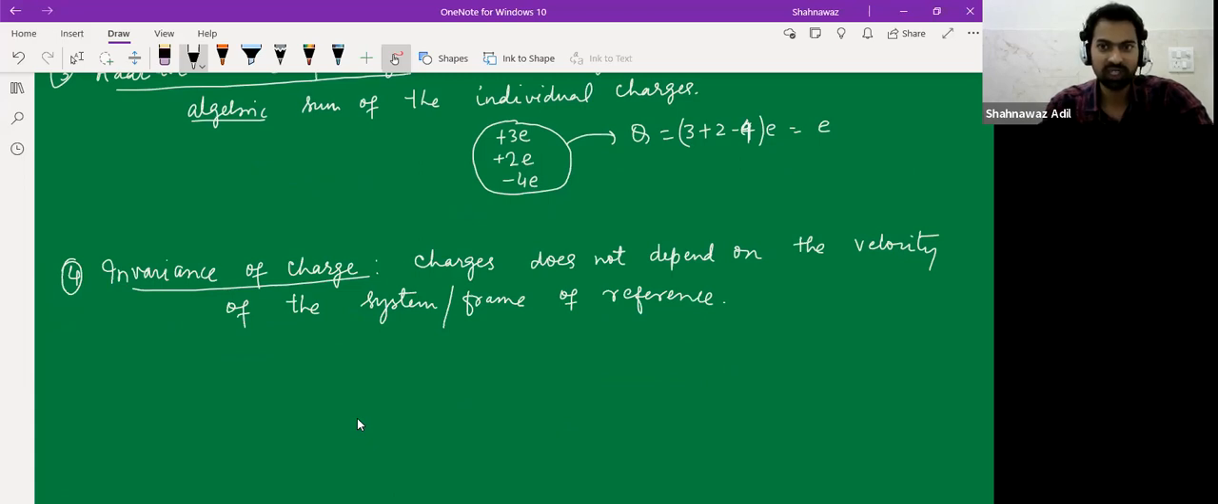So any doubt in this? Any question up to this point? These are all basic trivial things, right? I want to reach up to Coulomb's law in this class, because that's when the real physics comes. So any doubt up to this point?